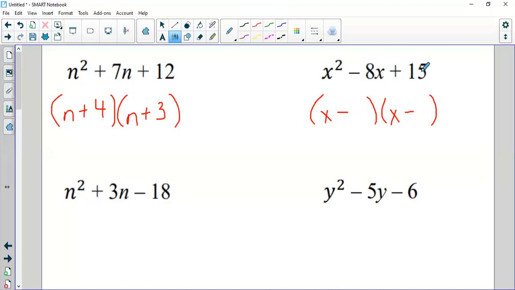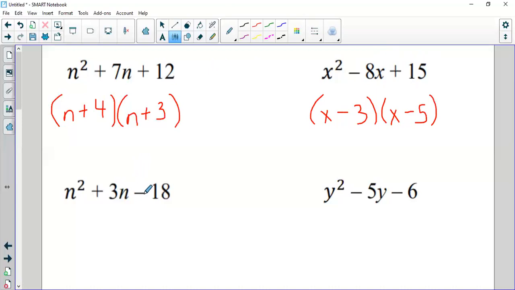So I need to multiply to make 15, add to make 8. My pair of numbers would be 3 and 5. 3 times 5 is 15. 3 plus 5 is 8, or technically negative 3 plus negative 5 is negative 8. That's when the c term is positive.